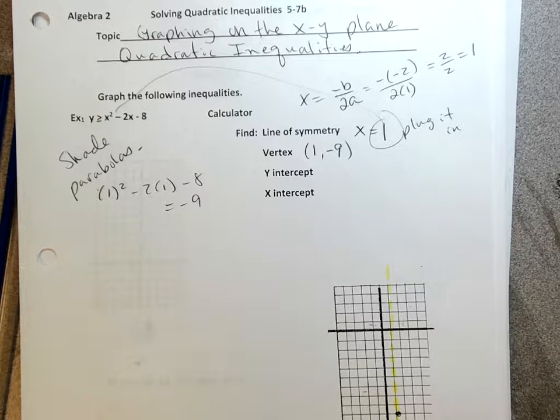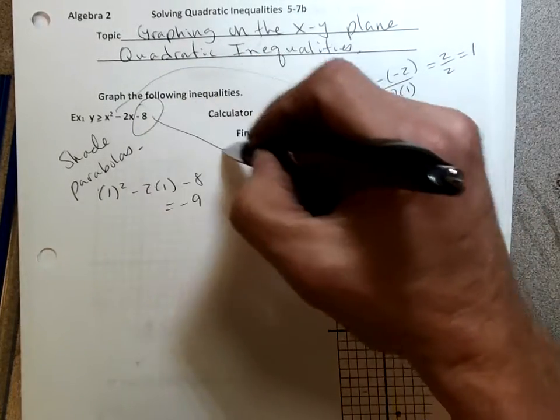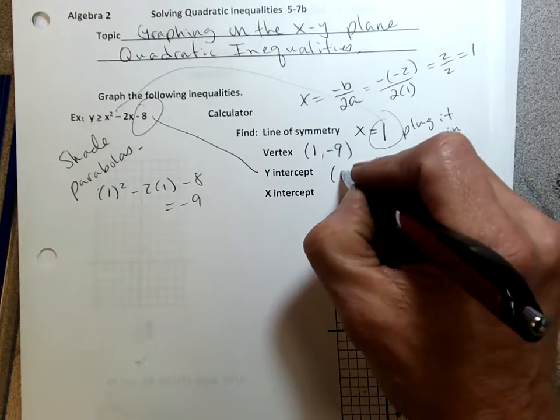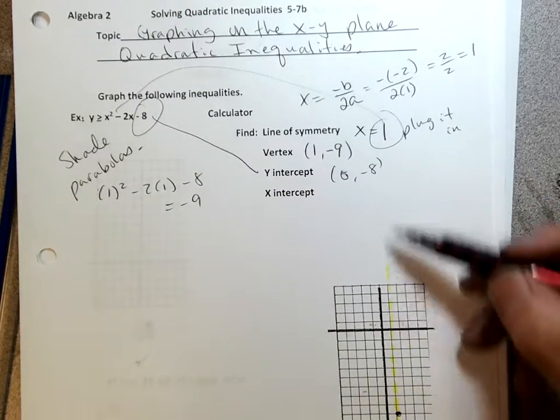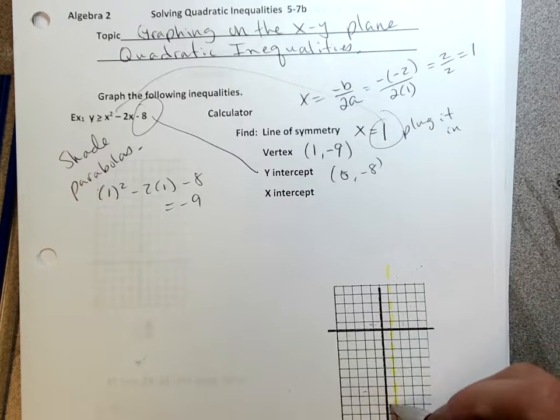Okay, y-intercept. Y-intercept is easy. There's the y-intercept right there. The y-intercept has to be at the point 0, negative 8. So let's put that in. 1, 2, 3, 4, 5, 6, 7, 8. Which means I've got another point over here, obviously.